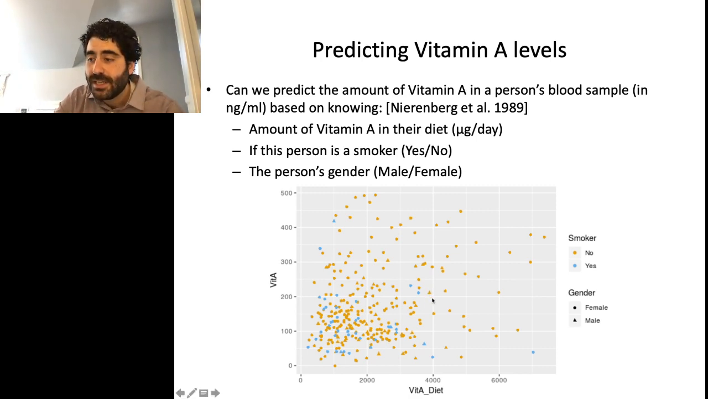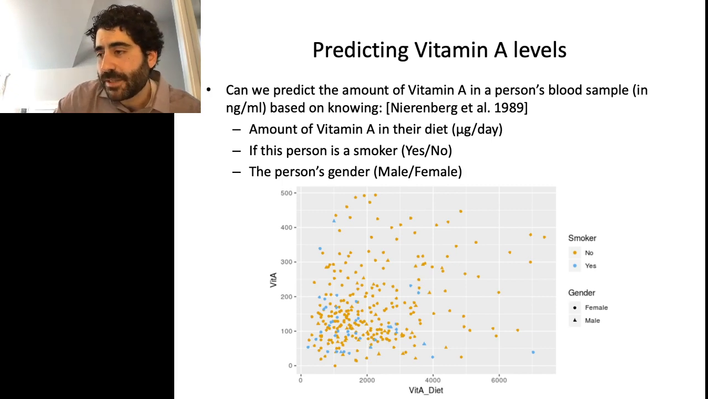So each dot is somewhere on this vitamin A diet scale, and that's this continuous one. And each dot here has a color, which says whether or not they're a smoker. And each dot here has a shape, which says their gender. Right, so you can see there's a lot going on in the data here, there's a lot of variation among all of these different predictors.